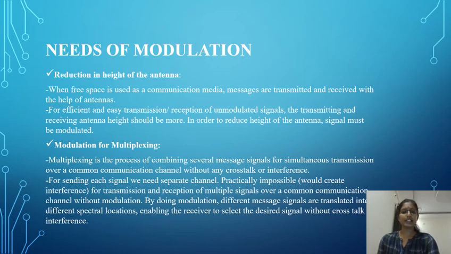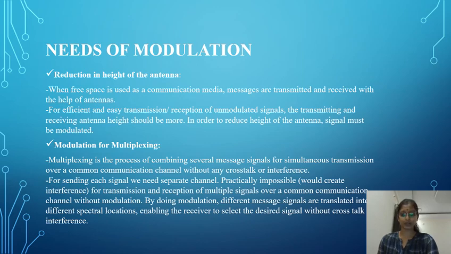So here the antennas are used, as we know. So to reduce the height of the antenna, we use the modulation process. So as the data must be passed sufficiently, right? So here to reduce the height of the antenna, we use the modulation technique. And modulation for multiplexing. Multiplexing is the process of combining several message signals for simultaneous transmission over a common communication channel without any crosstalk or interference.